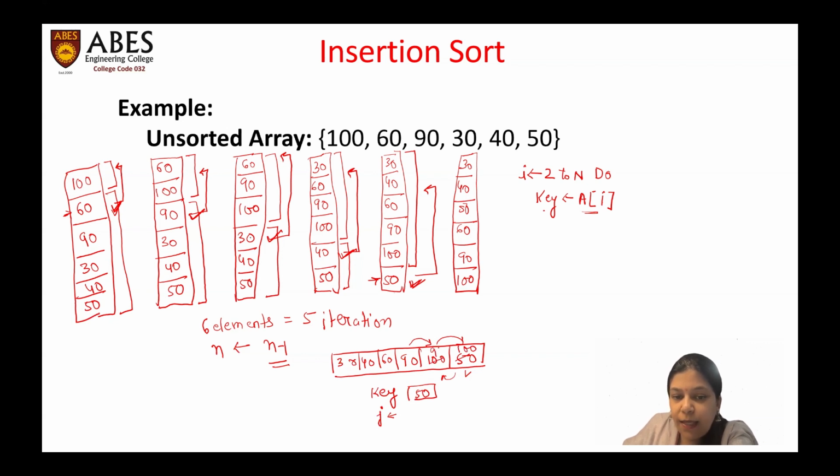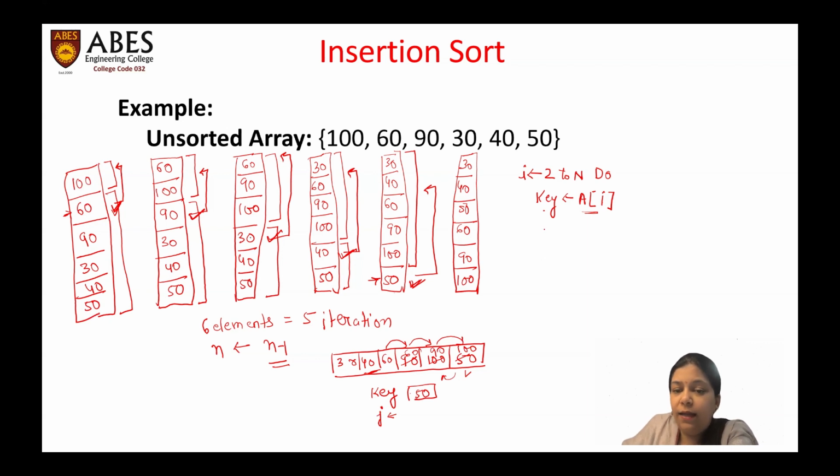This will become 90. Again, I have to place 60 here. So this will become 60. Till what time do I have to do this? Till the time I have not got a value which is less than the key value, to keep on placing the values on the next block, right?